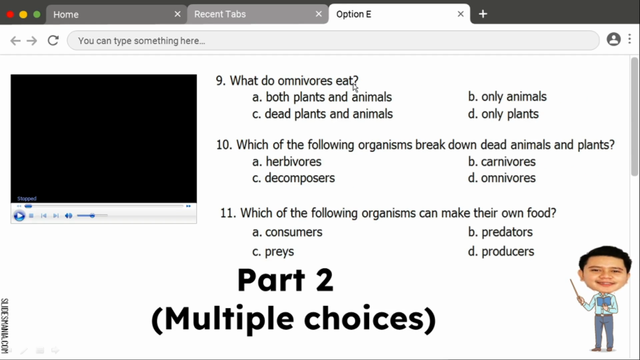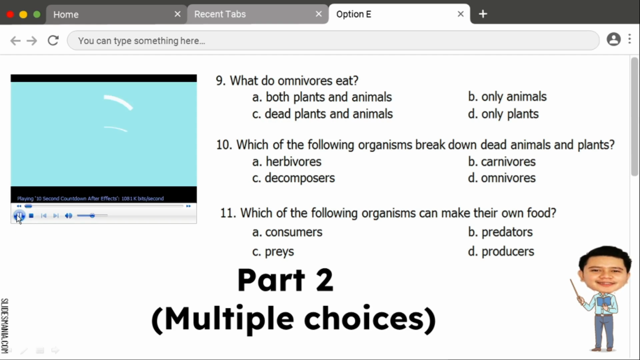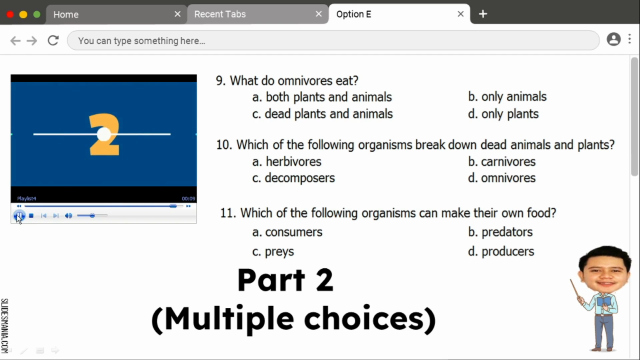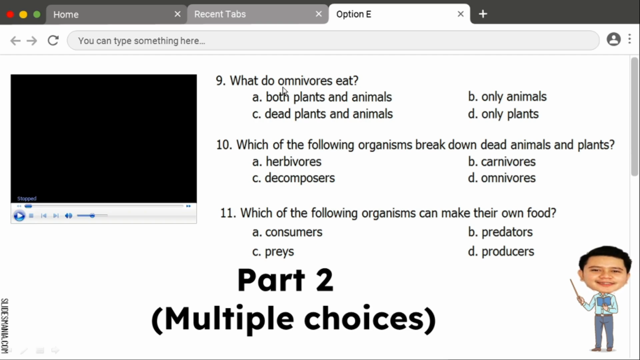What do omnivores eat? A. Both plants and animals. B. Only animals. C. Dead plants and animals. Or D. Only plants. 10 seconds. Alright, the correct answer is letter A. Both plants and animals.